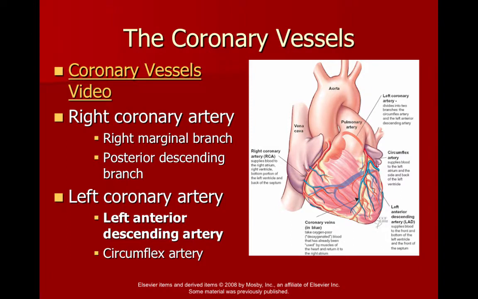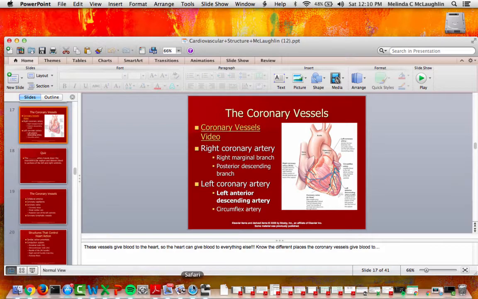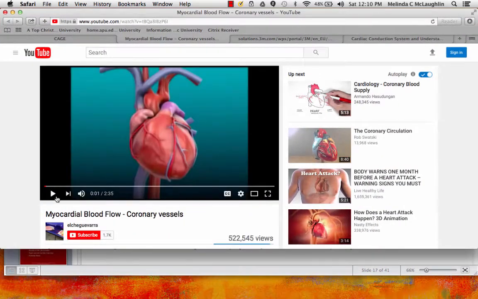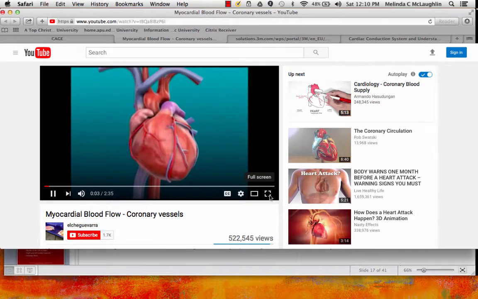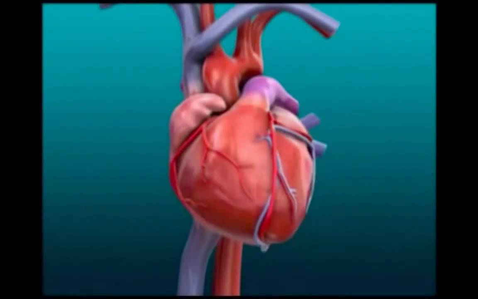Okay, now the coronary vessels, I'm going to show you a quick video if I can get it up, just so you can see. So remember we talked about coronary vessels, so we always need blood to get to all of our organs, right? But we forget that the heart also needs blood, clearly. In order for the heart to pump blood through the body, it first has to provide blood to itself so that it can obtain oxygen and nutrients.